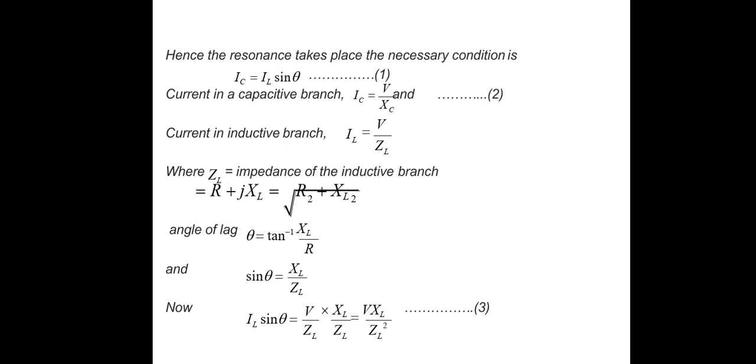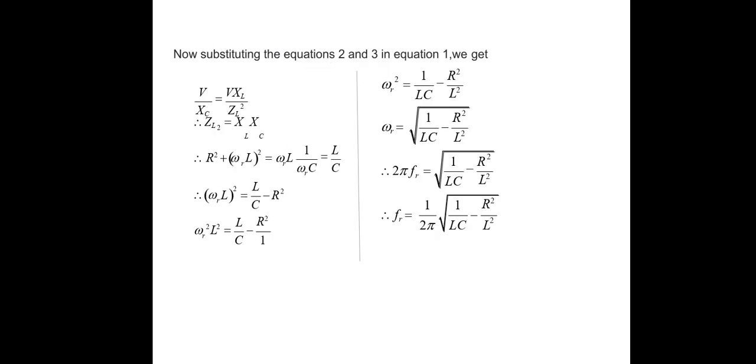So V by XC is equal to V XL by ZL squared. Therefore ZL squared is equivalent to XL into XC, as V gets cancelled. What is ZL squared? It is R squared plus omega L whole squared, which is equal to XL into XC. What is XL? Omega L into 1 by omega C. Omega gets cancelled, and L by C is left on the right side.